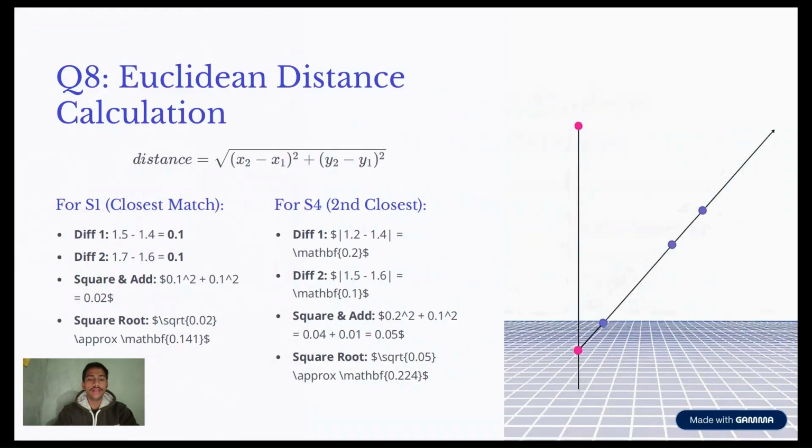Euclidean distance calculation. To do this, we calculate the Euclidean distance, which is a standard straight line distance between points. For student S1, the differences were very small, 0.1 and 0.1. Squaring this and taking the square root gave us a distance of 0.141. For student S4, the difference was slightly larger, 0.2 and 0.1, resulting in a distance of 0.224. Since a smaller distance means higher similarity, S1 appears to be the closest match so far.